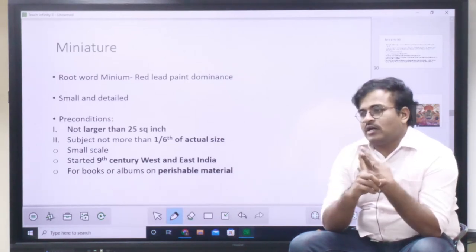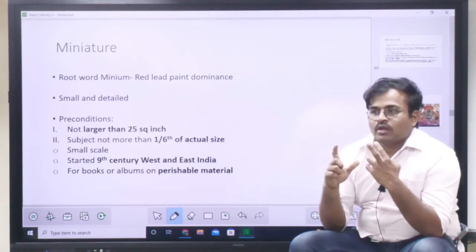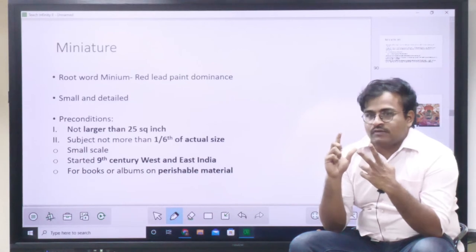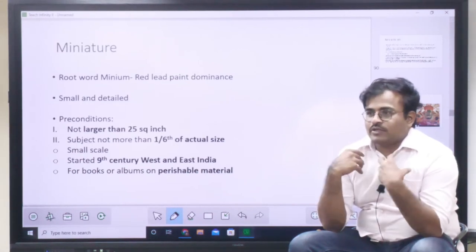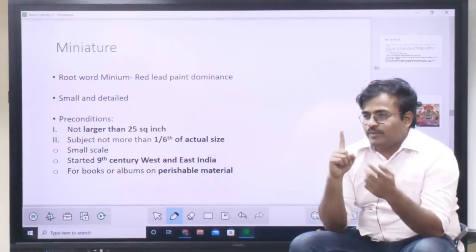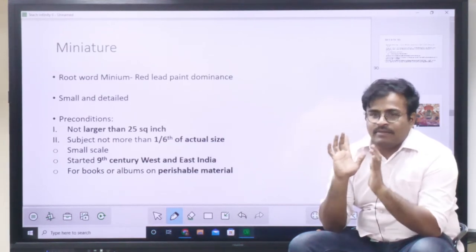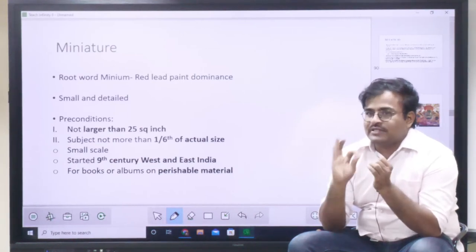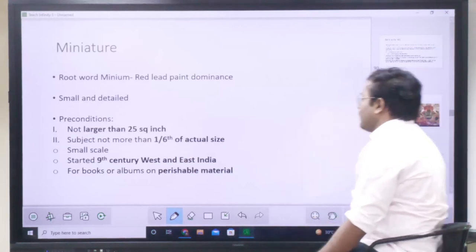The second rule followed in the miniature painting tradition is that whatever image you draw should be not more than 1/6 of the original size of the subject. Original size means, let's suppose I am being drawn. Let's suppose I am 6 feet tall. Then I have to be shown at 1 foot or less in height. Then it is known as miniature painting. Two rules: one is 25 square inches, second is 1/6 of the original size. Then they are known as the miniature painting tradition.